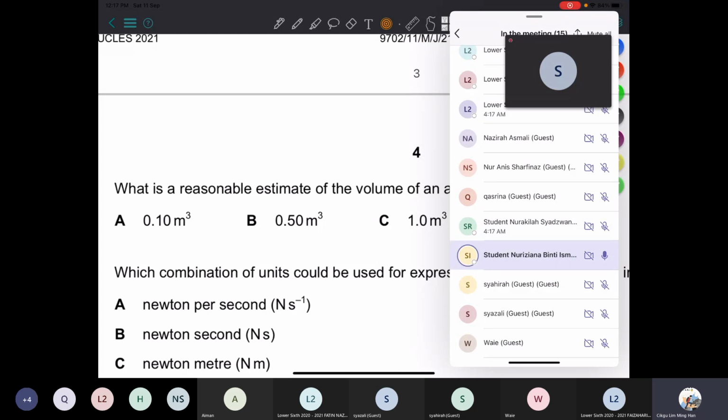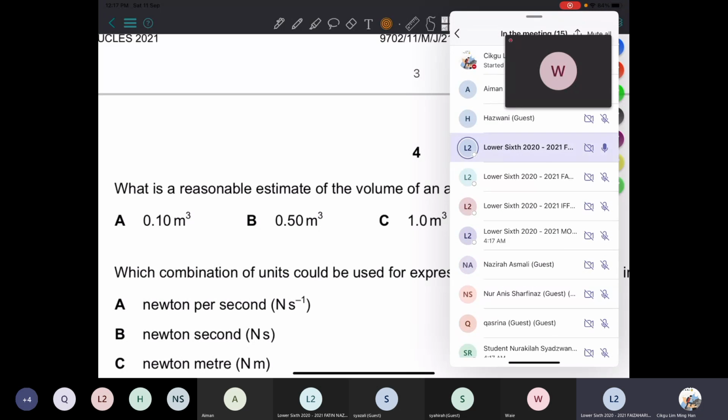Okay, last three, Syahira. Sir, does the unit come out? No. Syazali? No, sir. And last one, Wai. No, sir. So is there a definition? No definition. Okay.